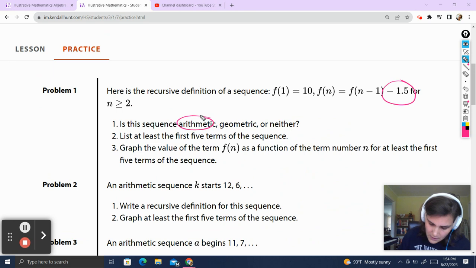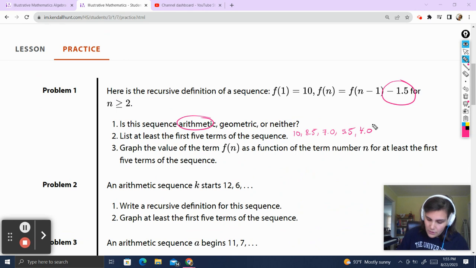List at least the first 5 terms of the sequence. Well, the first term is 10. Each next term is going to be the one before it minus 1.5. So the next term: the one before it is 10, and 10 minus 1.5 is 8.5. The one before this term is 8.5, minus 1.5 is 7.0. And we're going to go to 5.5, 5.5 minus 1.5, and we are left at 4.0.